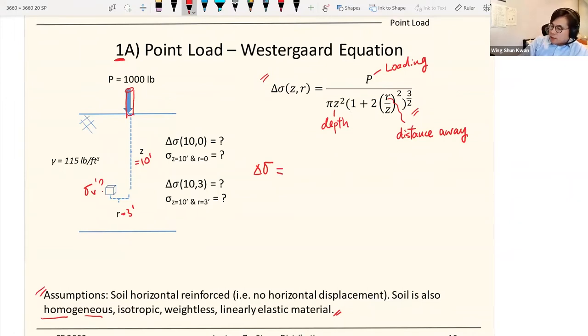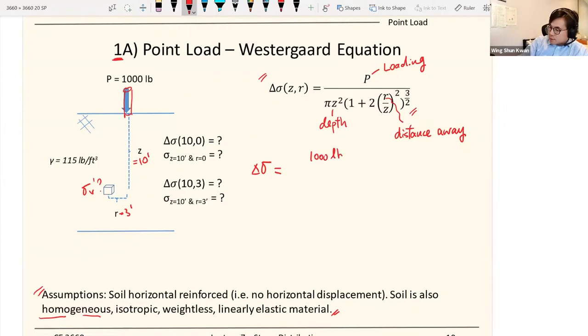If you plug in the equation, you have the 1,000 pounds right here. Don't forget about the units. Every time, in all the calculations that I do, I will put on the units. Oh sorry, the depth is 10, not 3. So this is 10 feet. 1 plus 2 times, now we are 3 feet away and 10 feet down.